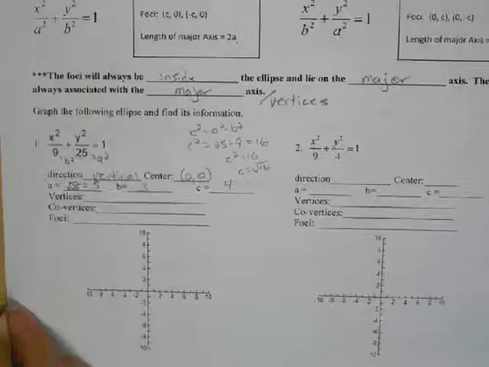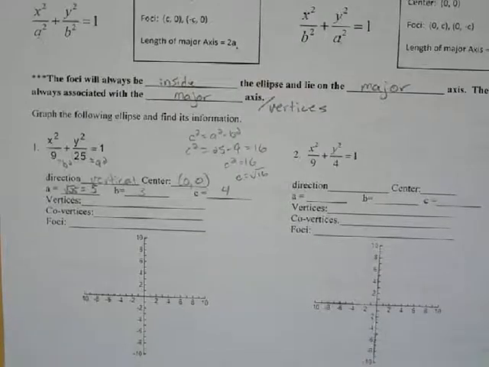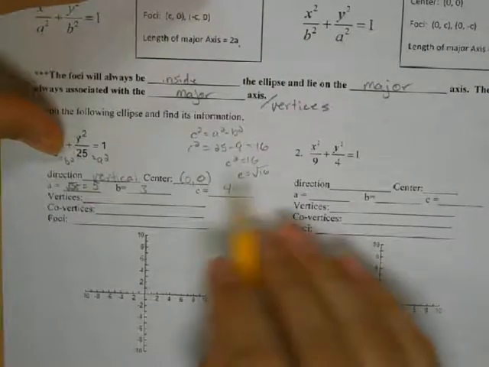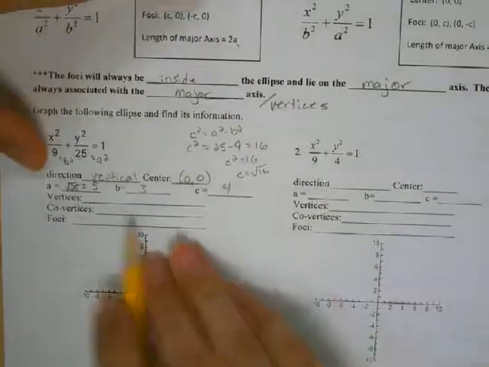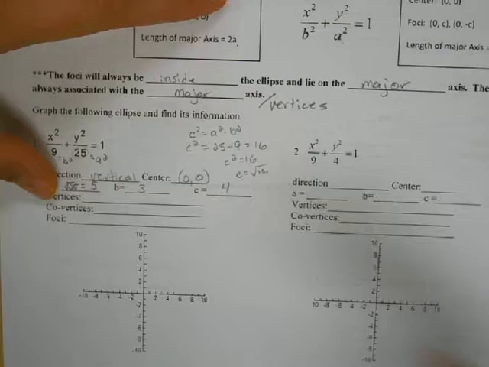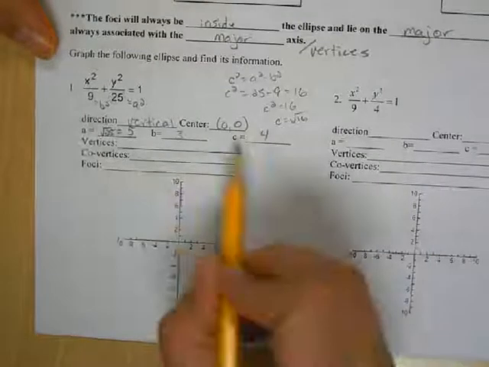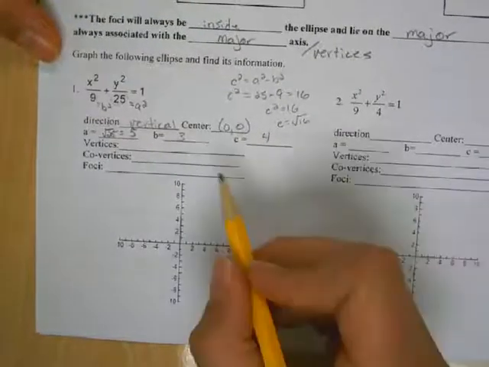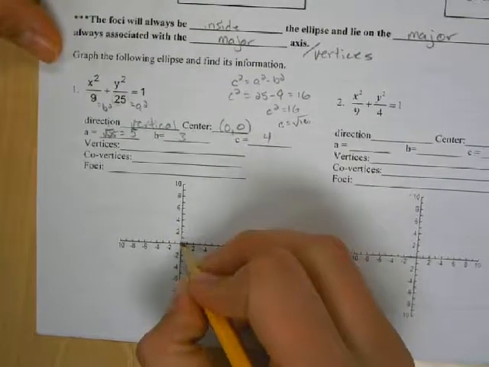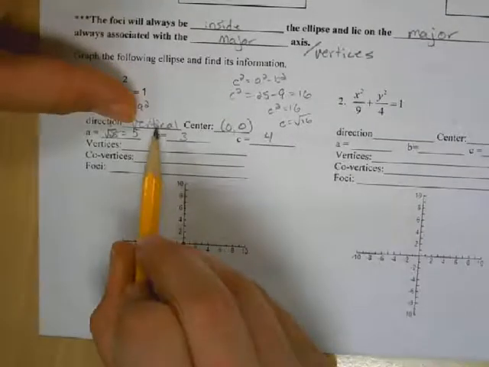So now, there's two ways you can go about doing your vertices, co-vertices, and foci. Most people like to just go ahead and graph, because I have everything I need right here to graph. So starting with a center at 0, 0, plot that point. This is a vertical graph.